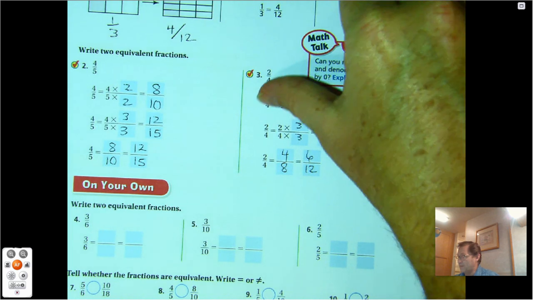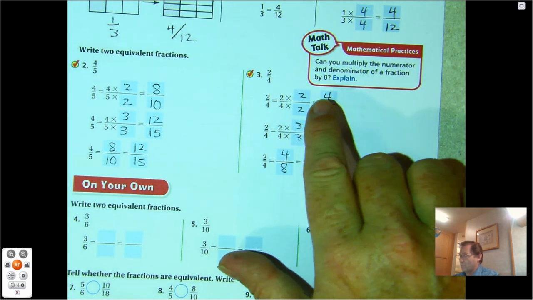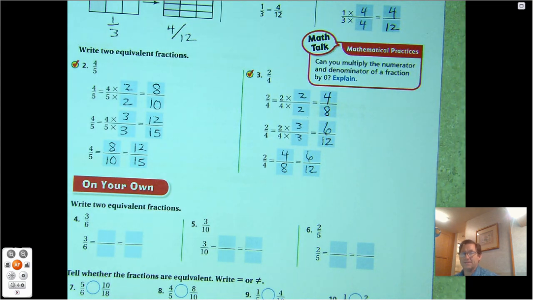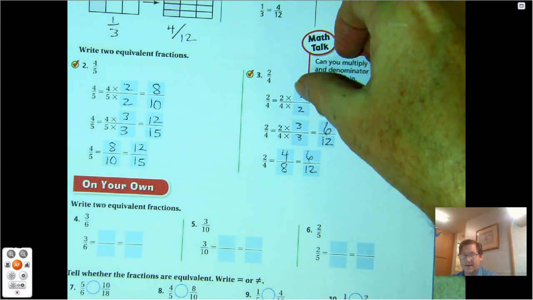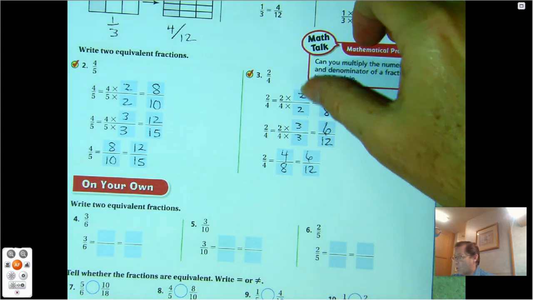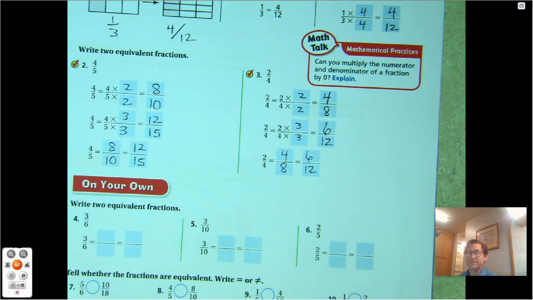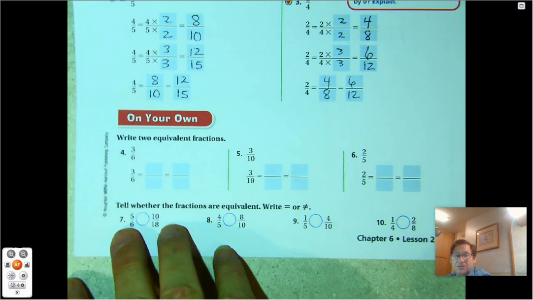But as far as multiplying by 4, we wouldn't change it into 1/2. You can't really multiply 2/4 by the same whole number to get 1/2. You'd have to divide, and so that's a different lesson. That's what we would be doing if we were simplifying a fraction.